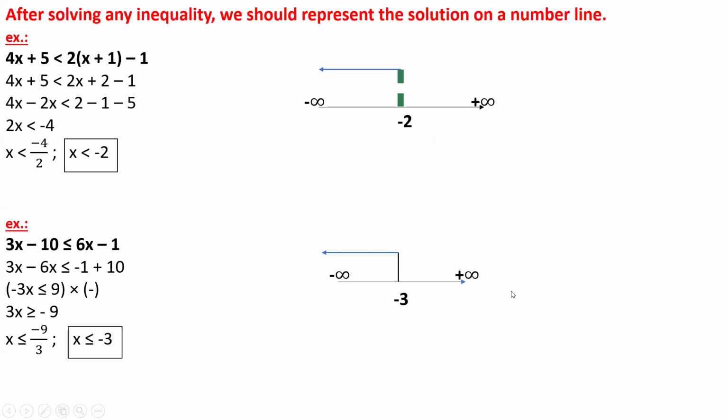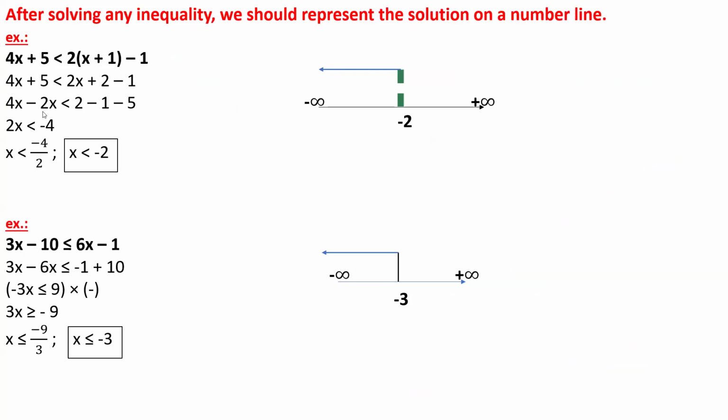Now, how can we, after solving the inequality, represent our solution on a number line? This is representing graphically. For example, 4x plus 5 less than 2 times (x plus 1) minus 1. As you can see in this inequality, I have parentheses. Whenever you have parentheses, we should get rid of parentheses. This is rule number 1 for all. So 4x plus 5 less than 2 times x is 2x, 2 times the plus 1 is plus 2, and I get minus 1.